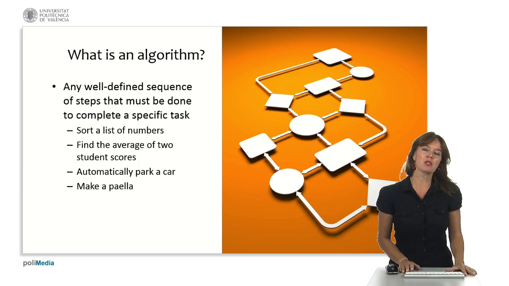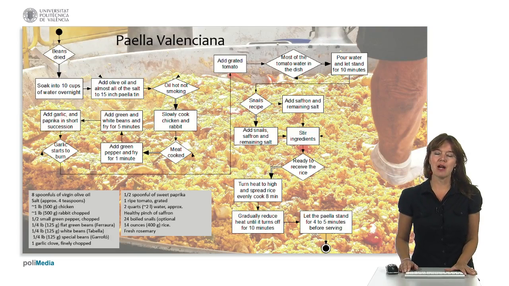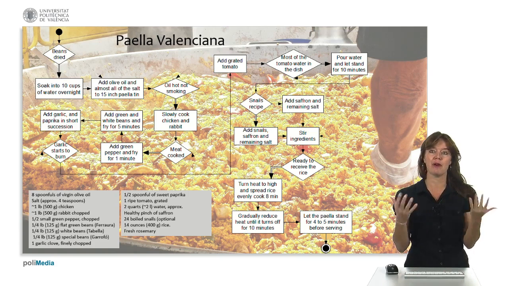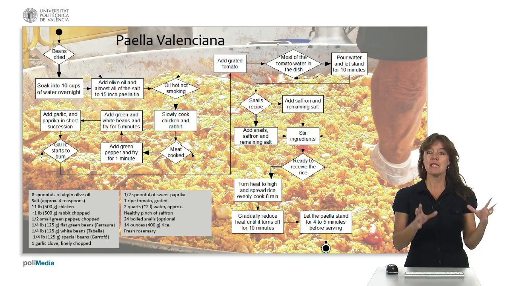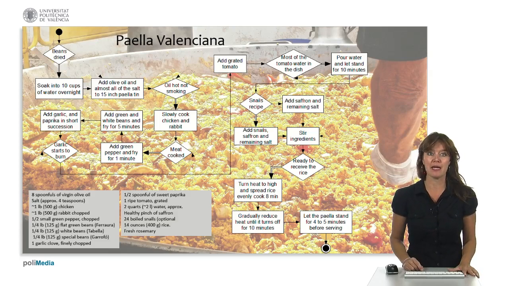So let's look at the last one. How does an algorithm look to make a paella valenciana? Here you see on this slide in the boxes the ingredients, the things that you need to make it. So these are the input to our algorithms. And you see a flow diagram that explains step by step how to make this desired paella.